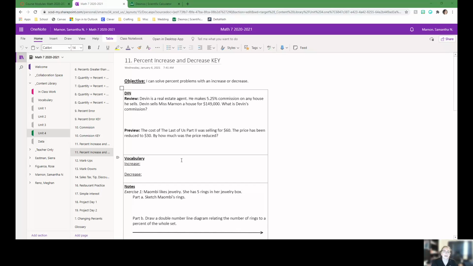We're going to have those with percent increase and decrease, but we're also going to have those in a way where it's an increase where it went up or a decrease where it went down. So it's almost like there's 6 different variations, but I promise it's not going to be that bad. There's just a couple of key things for us to keep in mind. So our objective today is that we can solve percent problems with an increase or a decrease.